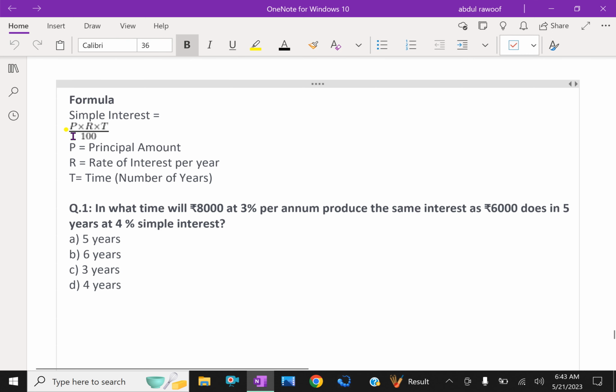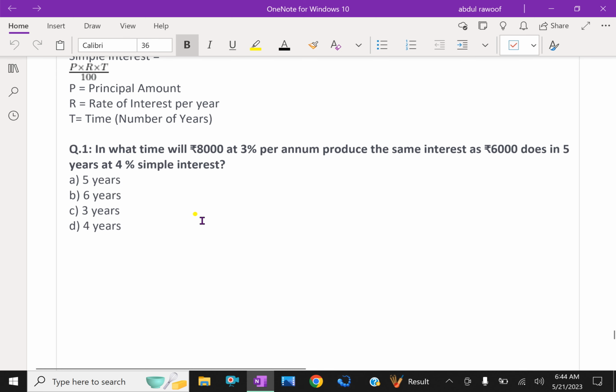Your simple interest formula: simple interest equals PRT upon 100, where P is the principal amount, R is the rate of interest per year, and T is the time in number of years.